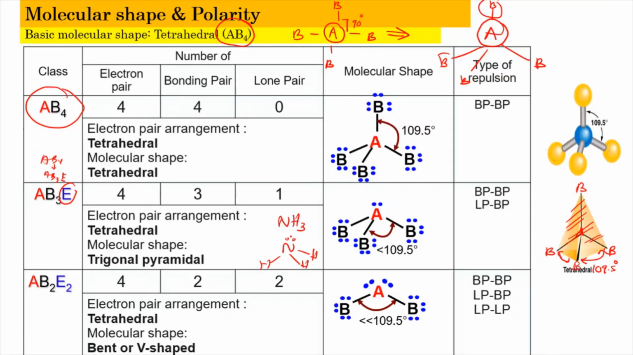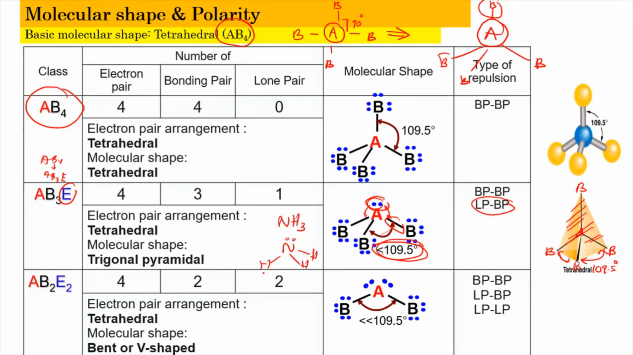Okay, so when we change one of the bonding pairs into a lone pair, there's going to be a lone pair-bonding pair repulsion. So there's going to be a stronger repulsion, and as a result, it's going to push the bonding pairs together, and hence the angle will get smaller and smaller. The repulsion between this one and this one is less strong, but here and here is stronger, so it causes the angle to be smaller. It's as if the angle has been pushed and becomes smaller here.